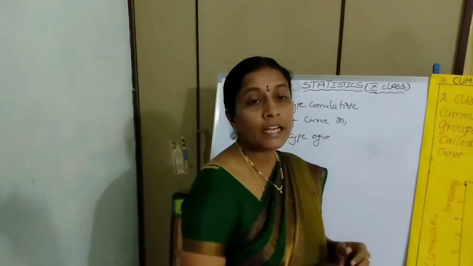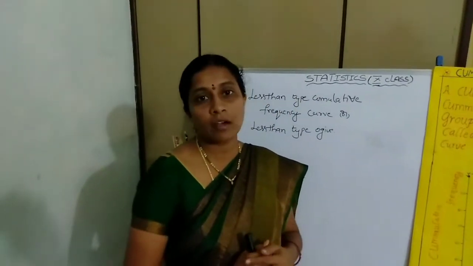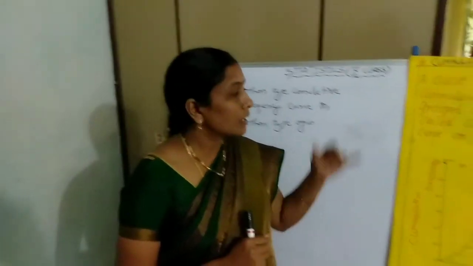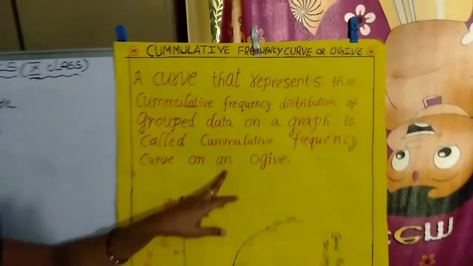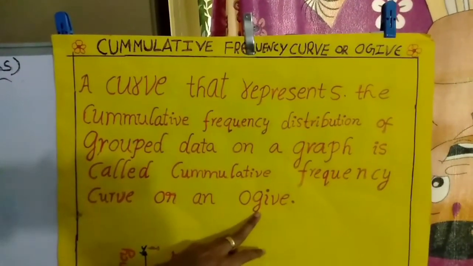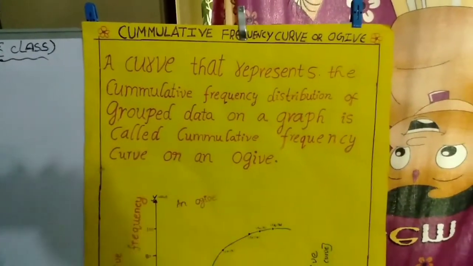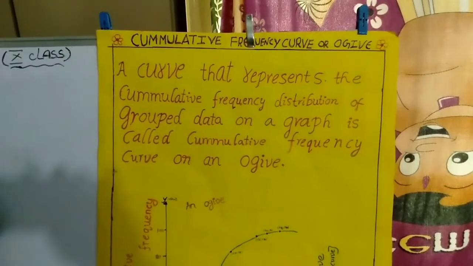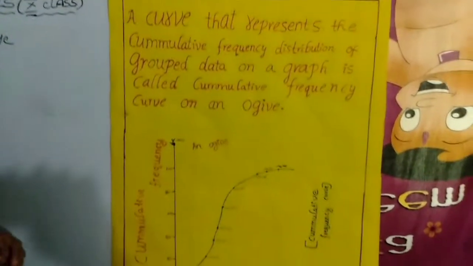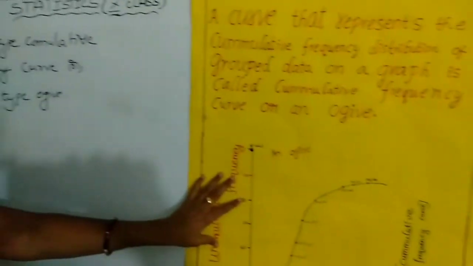A curve that represents the cumulative frequency distribution of a group of data on a graph is called a cumulative frequency curve. The cumulative frequency curve is also known as an ogive. Ogive is pronounced as "ojive". It is derived from the word ogee. Ogee means an elongated S-type curve. So it is in the shape of an elongated S. This is the cumulative frequency curve.